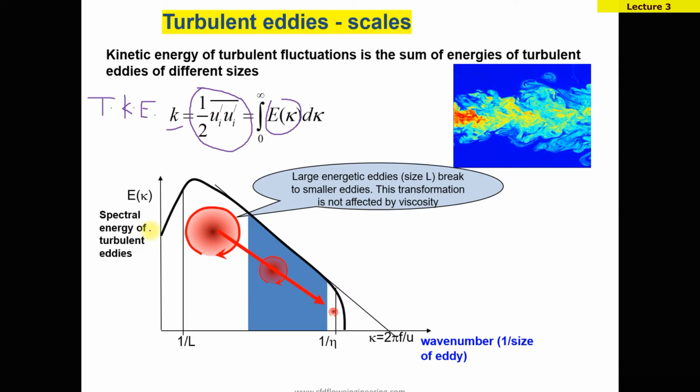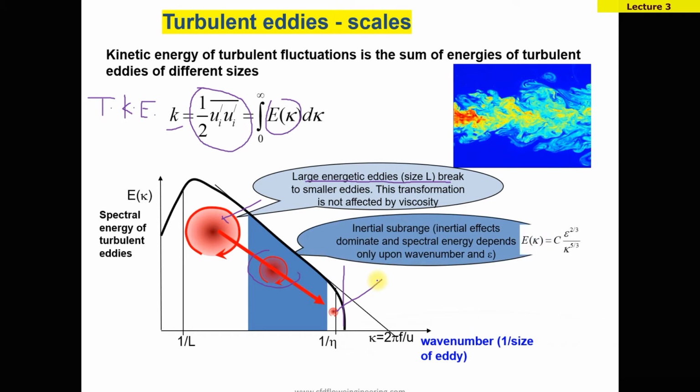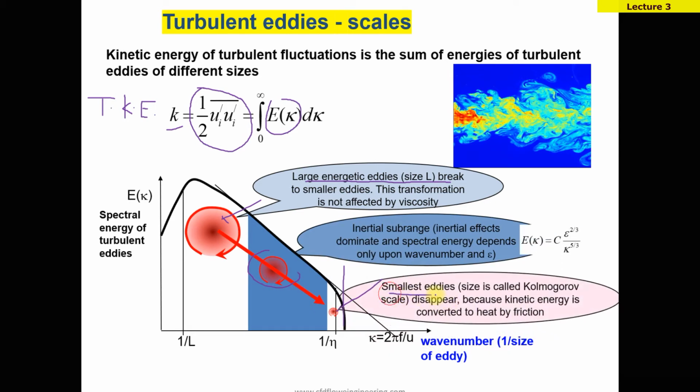Then large energetic eddies can break into smaller eddies. This large eddy breaks into an intermediate eddy, then again it breaks into the smaller eddy, and this is called the smallest eddy. This is called the Kolmogorov eddy, which has a Reynolds number equal to 1.